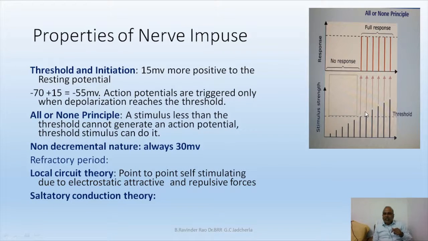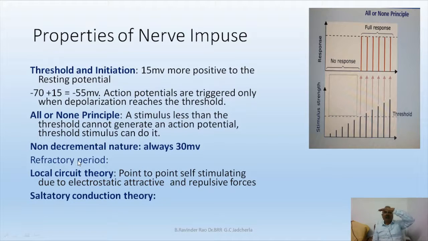When I increase the stimulus value beyond the threshold also, the response is the same. There is no increased response. The response is always the same. So the response is either all or nil. All or none. Hence the principle is called the all or none principle. The second property is the non-decremental nature. When the action potential is moving, it remains at the same amplitude all the time.